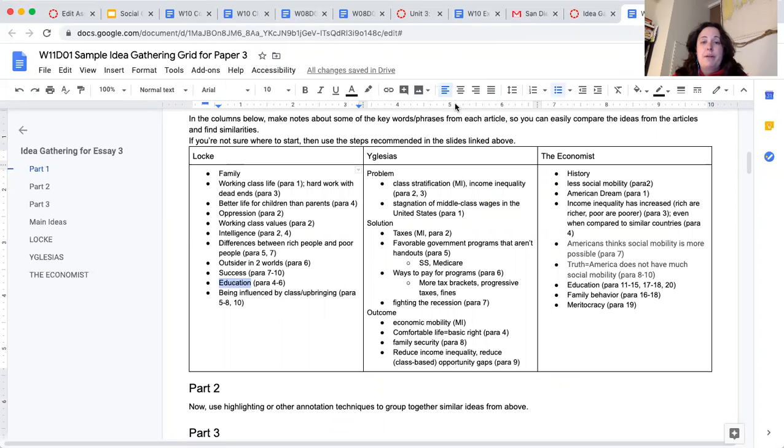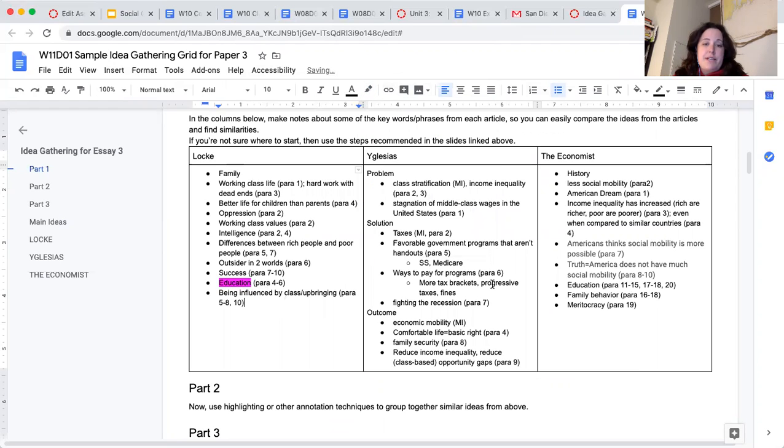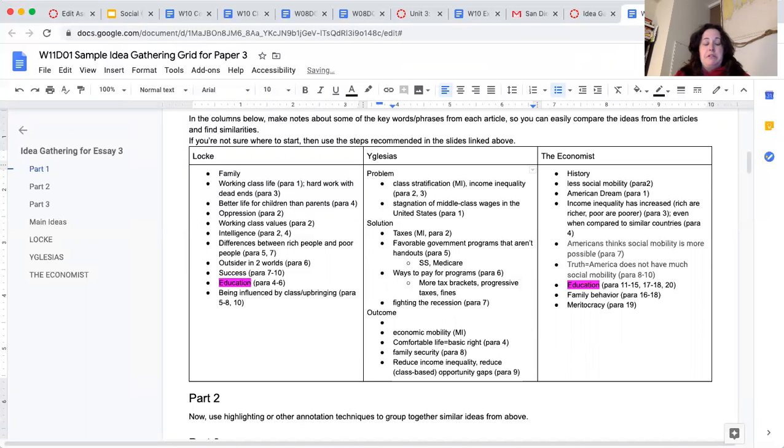I'm not going to do a complete analysis of this, but just pick up some ideas. So we've got this idea of education. From Locke, the author talked about education and how she used it in her life to become better. They talk about education in the Economist article. And I think one of the things that they talk about spending money on is education.